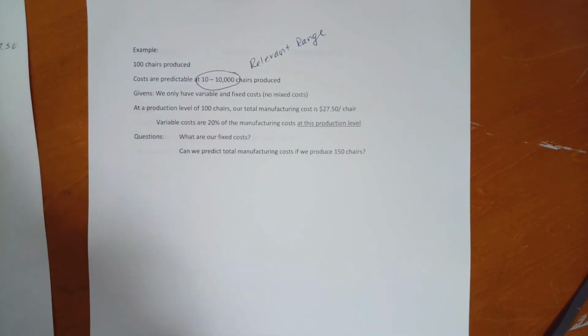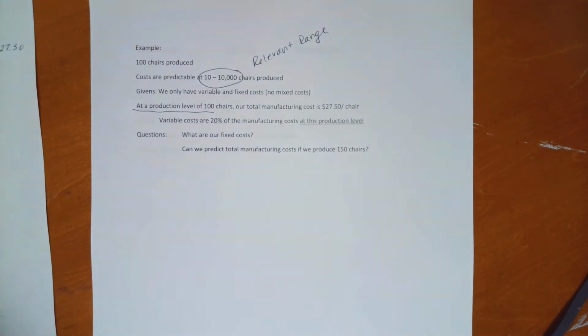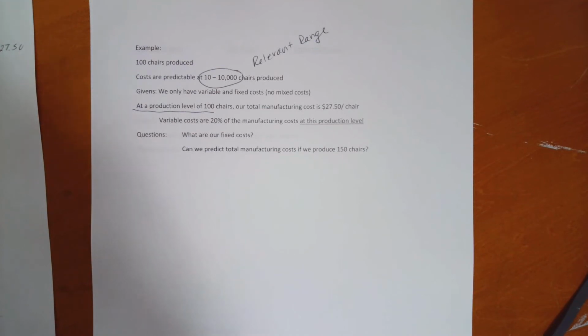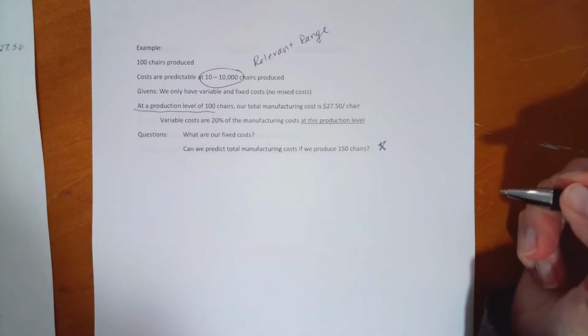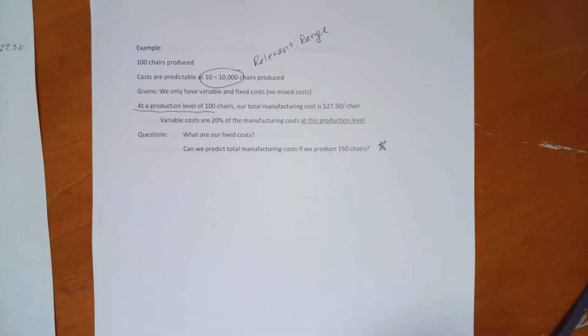Okay, so the givens are that we only have variable and fixed costs, so no mixed costs. And it says at a production level of 100 chairs, so this is important, at a production level of 100 chairs, our total manufacturing cost is $27.50 per chair. And variable costs are 20% of the manufacturing cost at this production level. And we need to figure out, right, what are our fixed costs? And can we predict our total manufacturing costs if we produce 150 chairs, right? So this is a completely realistic business question, right? We want to know what happens to our costs if we increase our production.